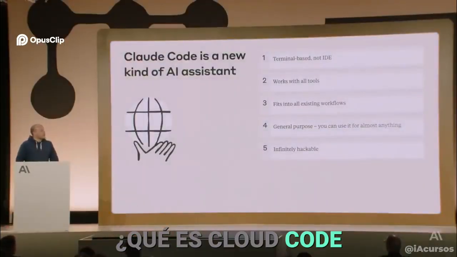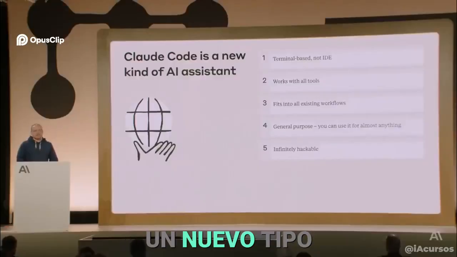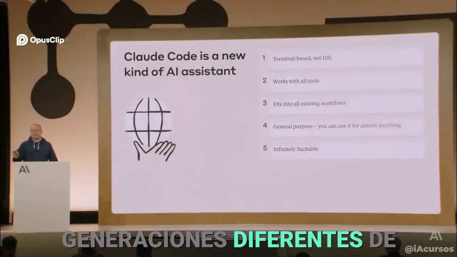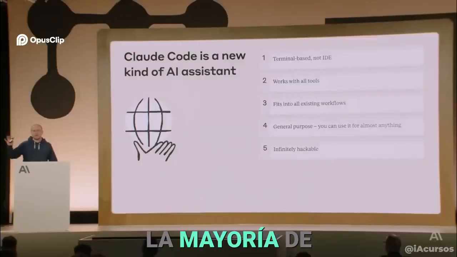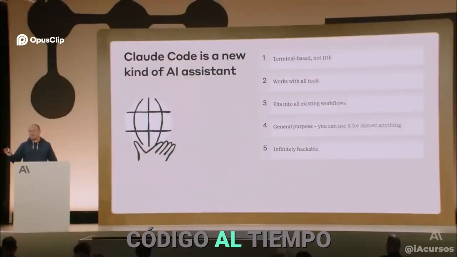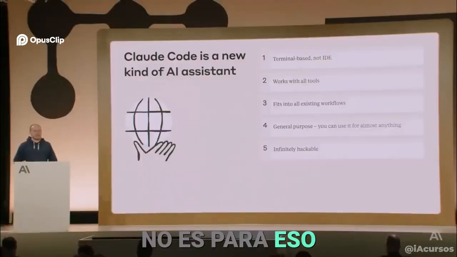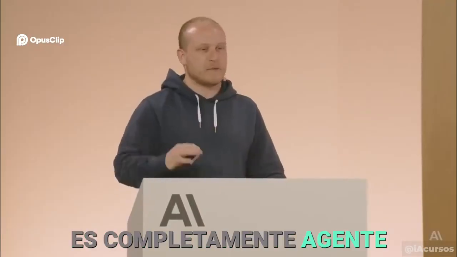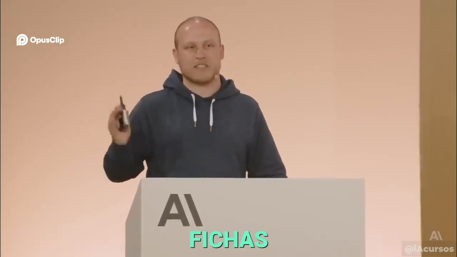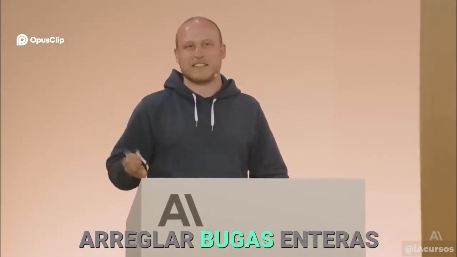So what is Claude Code? Claude Code is a new kind of AI assistant, and there have been different generations of AI assistants for coding. Most of them have been about completing a line at a time, completing a few lines of code at a time. Claude Code is not for that. It's fully agentic. So it's meant for building features, for writing entire functions, entire files, fixing entire bugs at the same time.